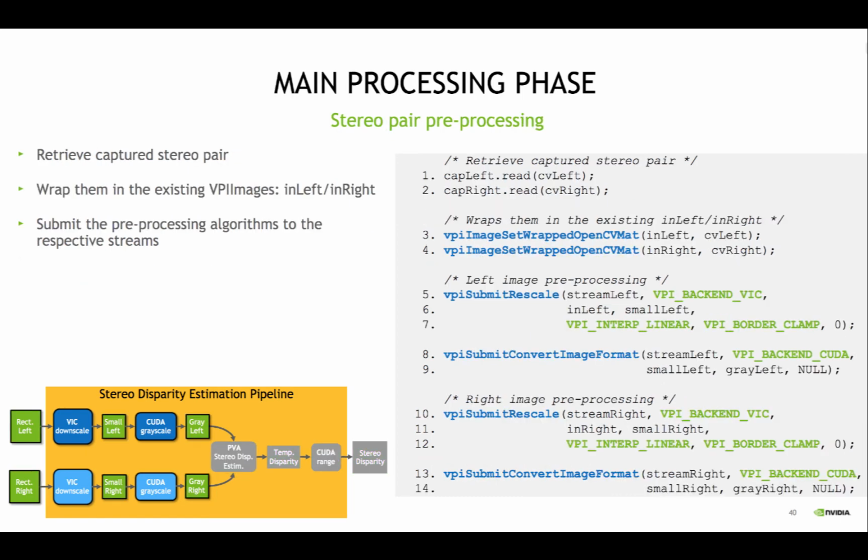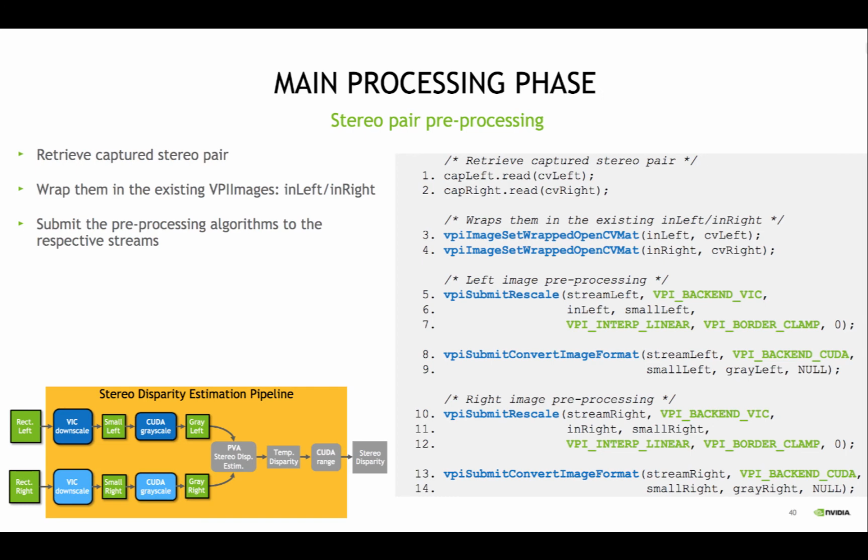Okay, initialization is finished. On to the main processing. Here's how the main loop goes. Lines 1 and 2 fetch the stereo pair from the cv::VideoCapture objects. Then, lines 3 and 4, we redefine the wrapped VPI images to this new stereo pair. No resource allocation is done here. It's a quite efficient operation.